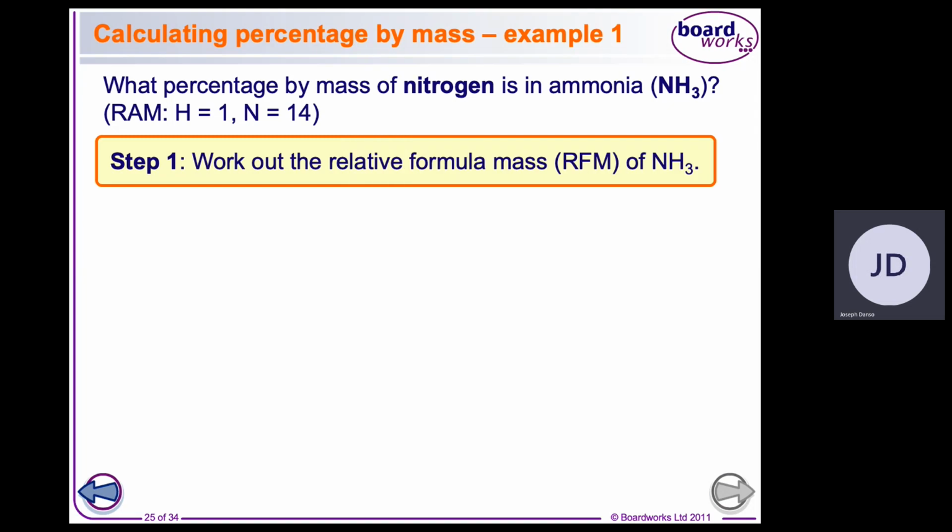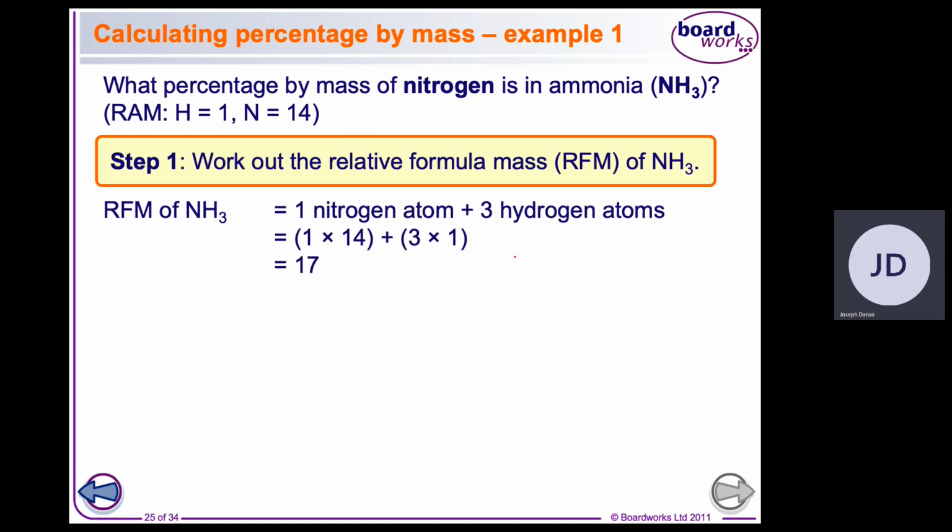The first step is to work out the relative formula mass of the whole compound, the ammonia, because remember in the formula we need the relative formula mass. And we've already gone through how to calculate relative formula mass. The relative formula mass, if you remember, is the sum of the individual relative atomic masses in that compound.